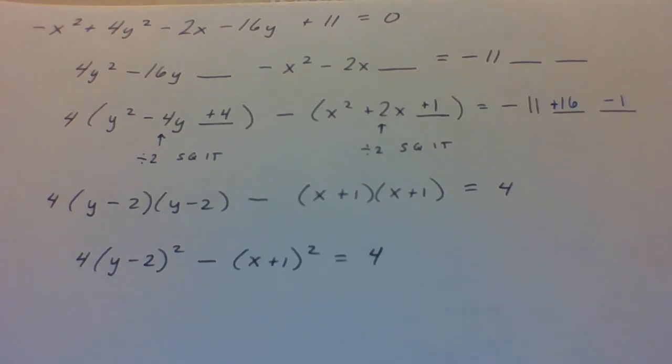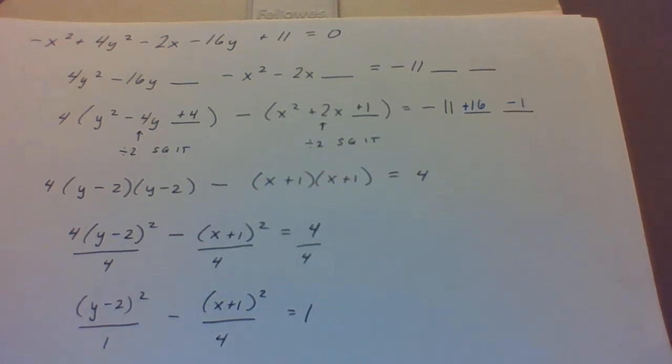So we can rewrite our equation as 4 times the quantity y minus 2 squared minus the quantity x plus 1 squared equals 4. Now remember that your formula for a hyperbola has a 1 on this side of your equal sign, so we want to go ahead and divide each of these terms by 4.